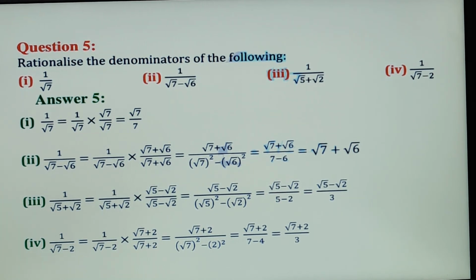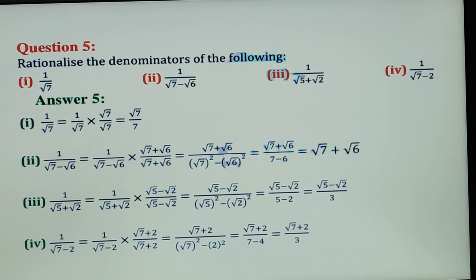And the last 2 questions you need to do by yourself. So this way we have completed our exercise 1.5. I hope you all have got all the answers. And thank you.